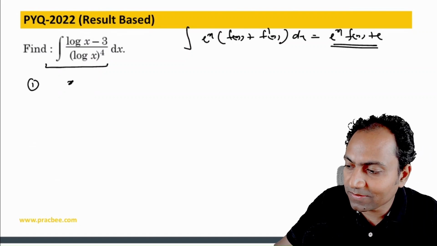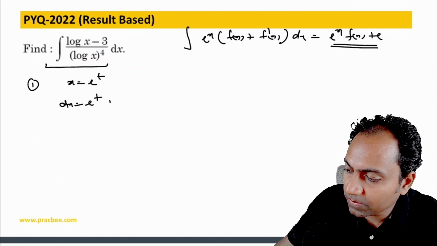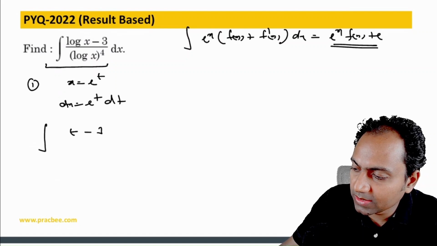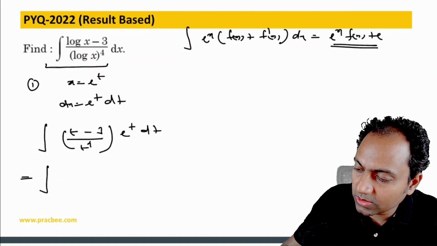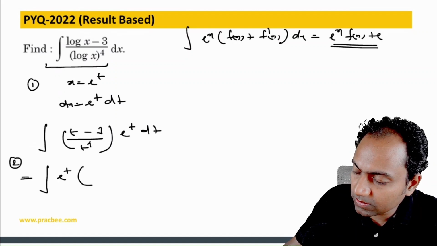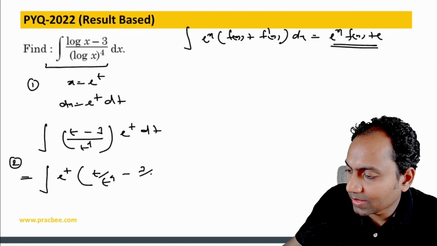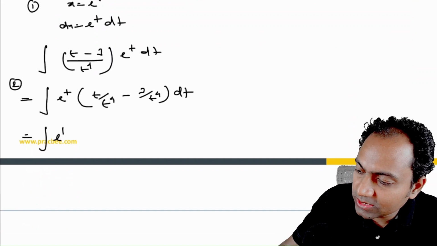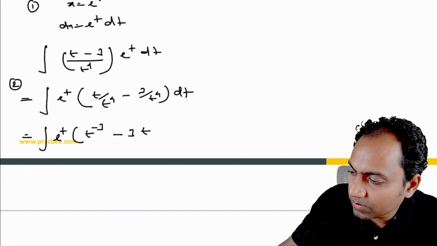So in this, if I put the value of x as nothing but e raised to the power t, dx will be equal to e raised to the power t dt. And if I put it down in the question, this part becomes t minus 3. This will become t raised to the power 4. And dx will become e raised to the power t dt. And after doing this substitution in the second part, now you can observe the concept. So first part can be written as t by t raised to the power 4 minus 3 by t raised to the power 4 dt. And if I write it down very simply, it becomes t raised to the power minus 3 minus 3 t raised to the power minus 4.